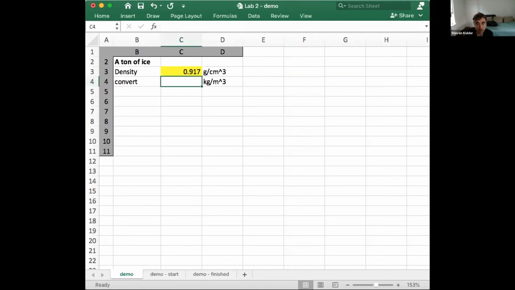And so the way that you do that, and I'm sharing this work so that you can see, we want to go from grams per cubic centimeters. We got X grams per cubic centimeters, and we want to end up with kilograms per meter cubed. Okay. So how do we do this?